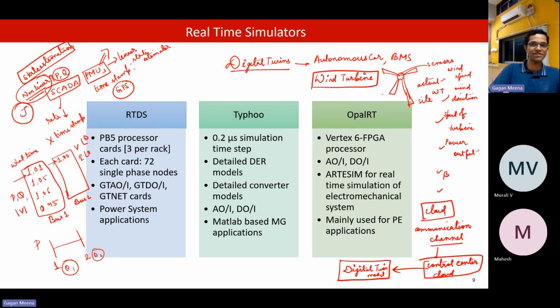Whatever way this wind turbine is operating, that is captured using a mathematical model and is there in maybe some RTDS, whatever simulator is there. That model is available, and it is getting data using these different sensors which are there on the actual wind turbine, and then it can give output again to these actuators.